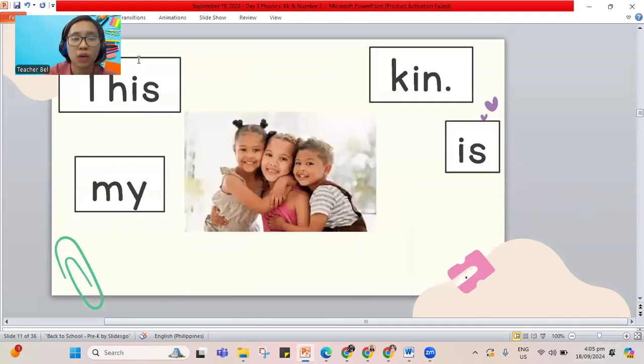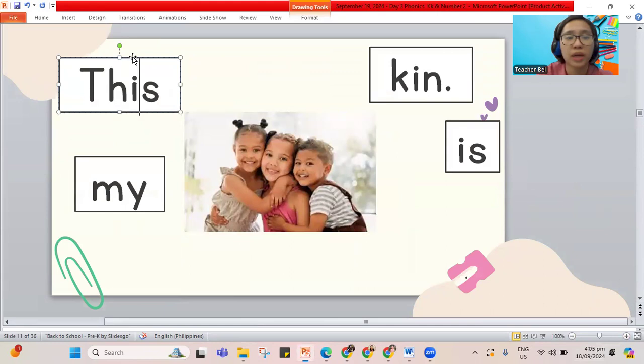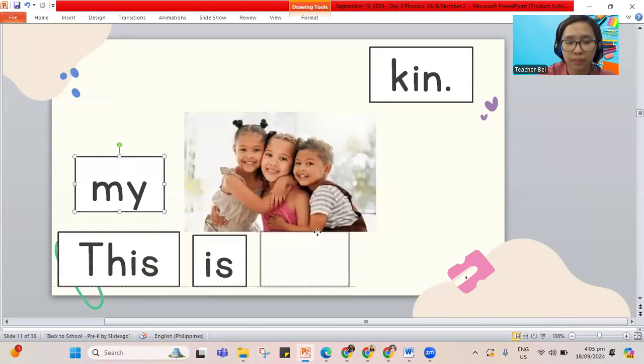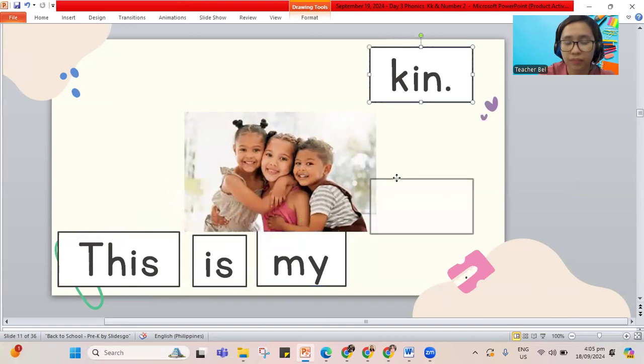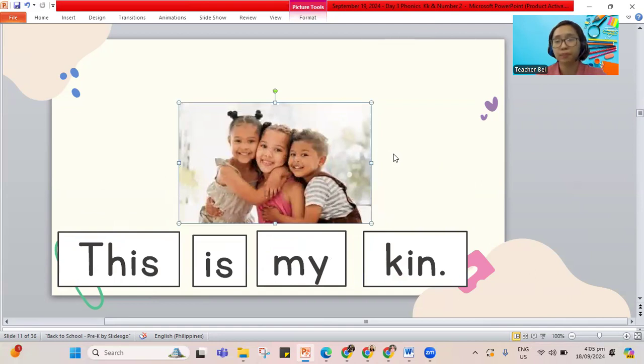Next one. How about for this? We have, let me move my picture here. We have this is my kin. So we have our kin. See, you are the kin of your mommy and your daddy. Kin. K-I-N, kin. Okay, next one.